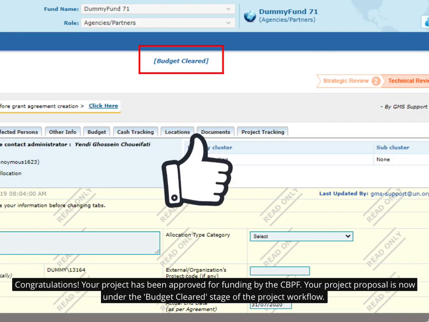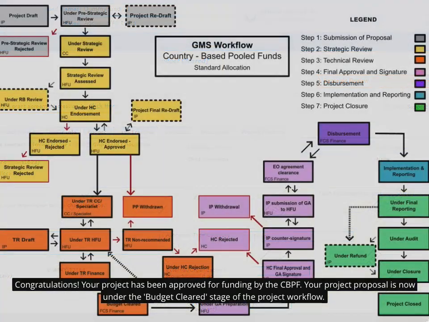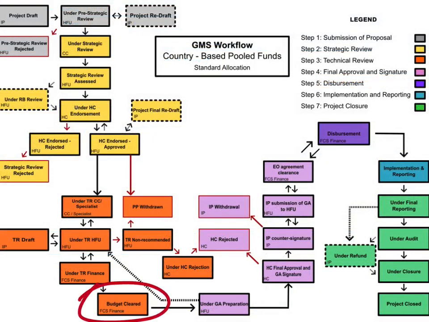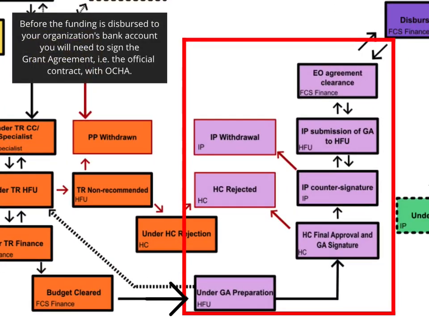Congratulations! Your project has been approved for funding by the CBPF team. Your project proposal is now under the budget cleared stage of the project workflow. Before the funding is disbursed to your organization's bank account, you will need to sign the grant agreement, that is the official contract, with OCHA.